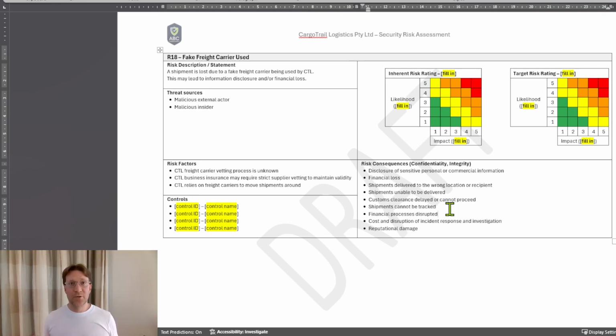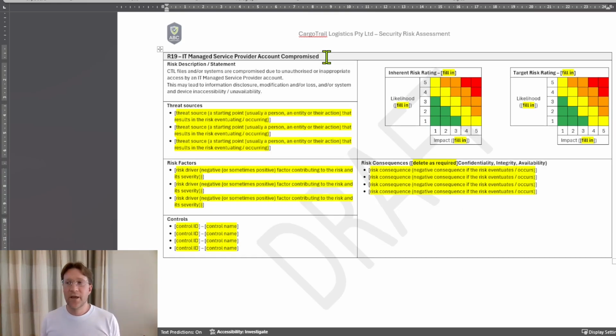We would also have our financial processes disrupted since we could not invoice our customer for a shipment that was supposed to go to them when they never got it, since we've given it to someone else and they've potentially run away with it. We have the usual incident response and investigation costs, and once again, reputational damage, since we've given away a customer's shipment to someone and it never showed up. So that customer is probably going to question working with CTL in future.